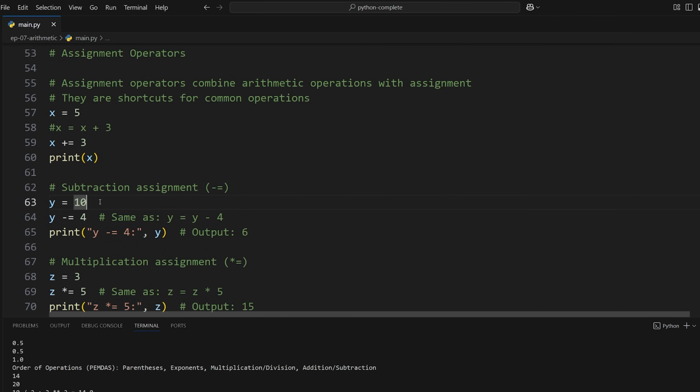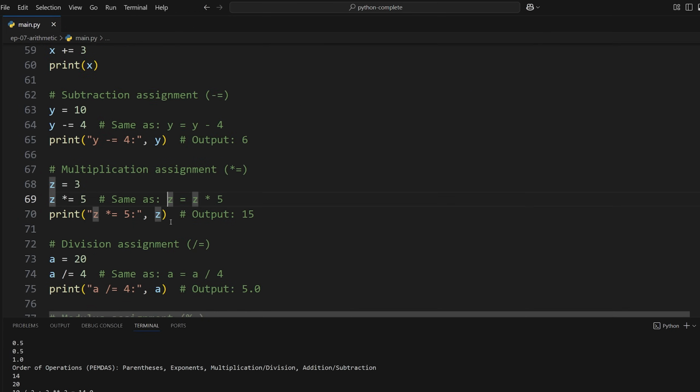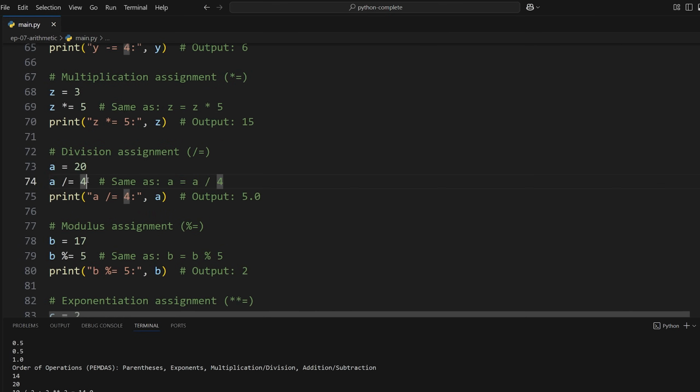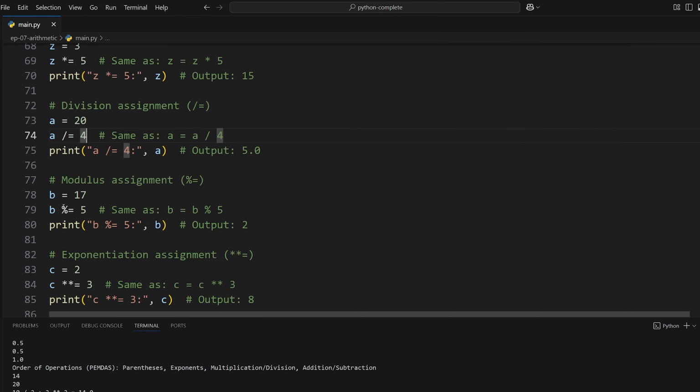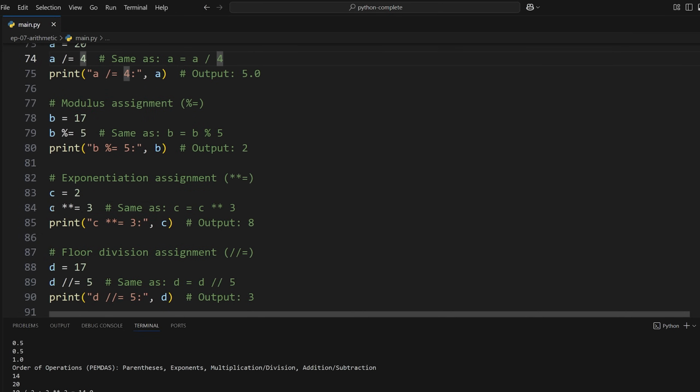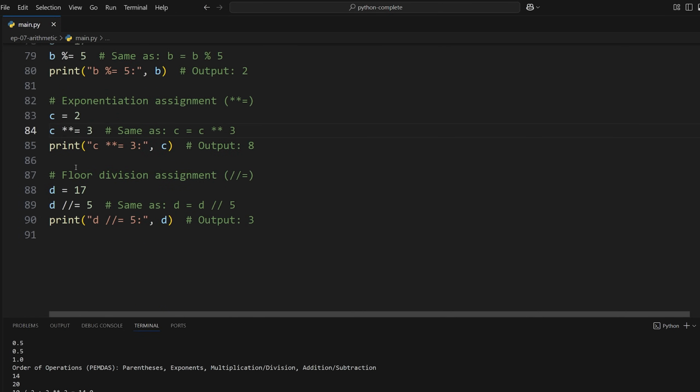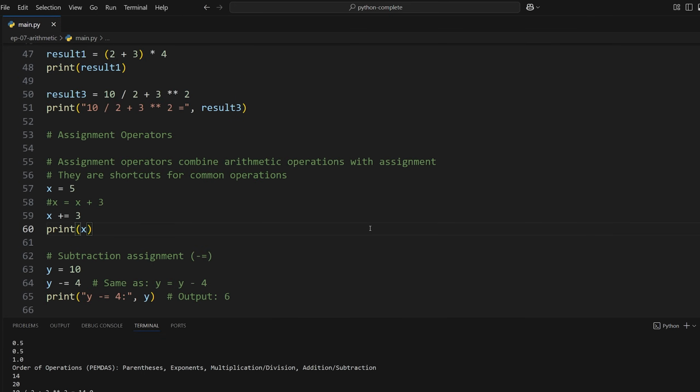So for subtraction, you could do y is equal to y minus 4, or you could just simply do y minus equals 4, and that does the same thing. So same as this here, and that should give you 6. Multiplication, instead of doing z is equal to z times 5, it's just z times equals 5. Same thing for division, slash equals, modulus, percent sign equals, exponentiation, double asterisk equals, and then for floor division, it's double slash equals. So those are assignment operators, which are just shortcuts for doing math on variables within Python, okay?